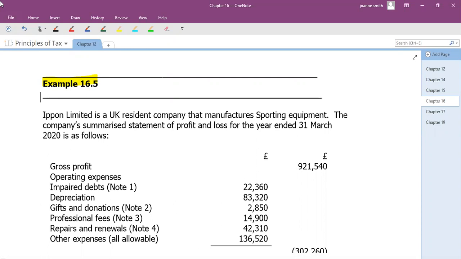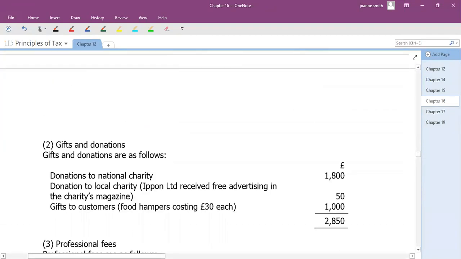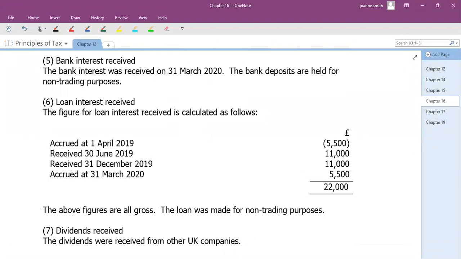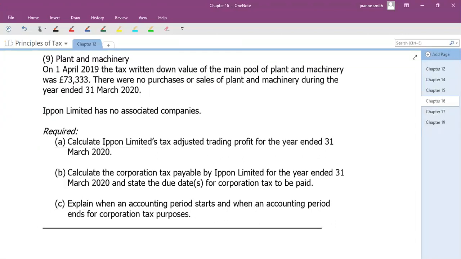And then the other compulsory question is normally something like this for a company. Now, they are big questions, so what you need to do before you start reading through it is go straight to the bottom and find out what it is the examiner wants you to do. So we've got to calculate the tax adjusted profit for the year ended March 2020. So that means the profit after capital allowances. Then they want you to take that profit and work out the tax, and they want you to say when the tax has got to be paid.